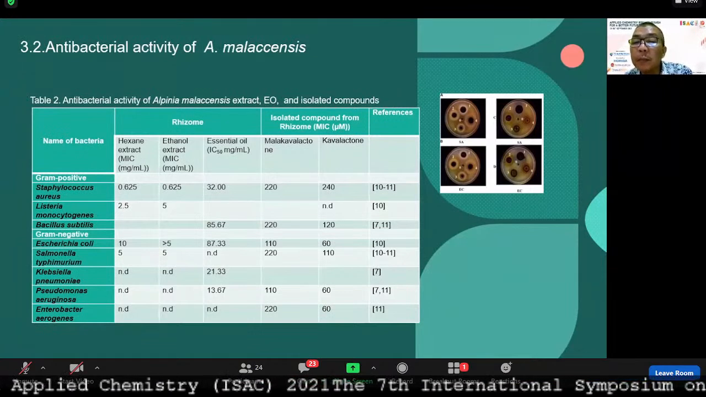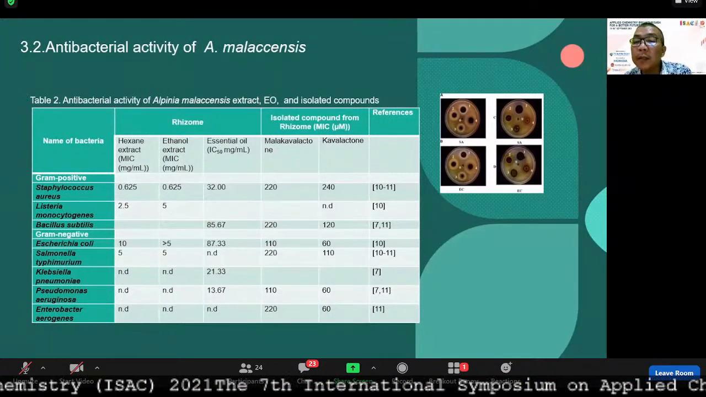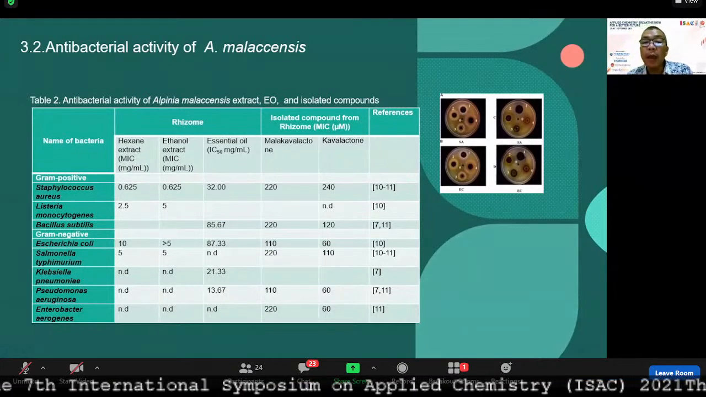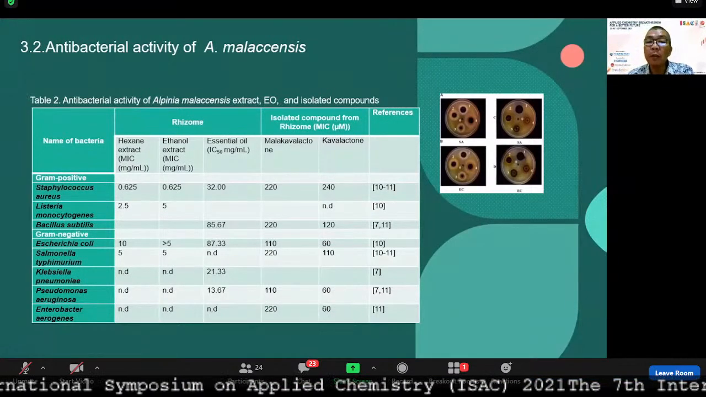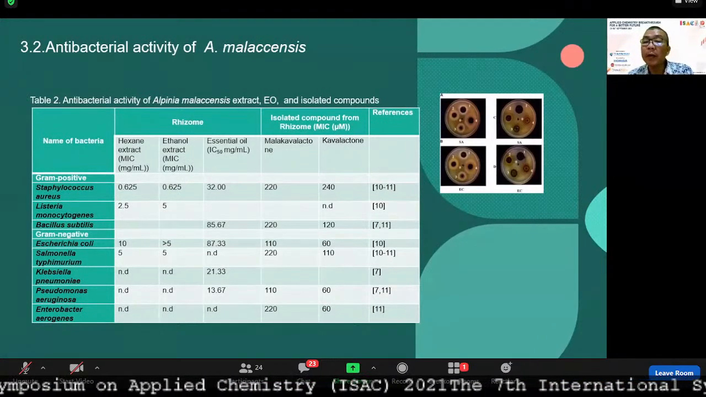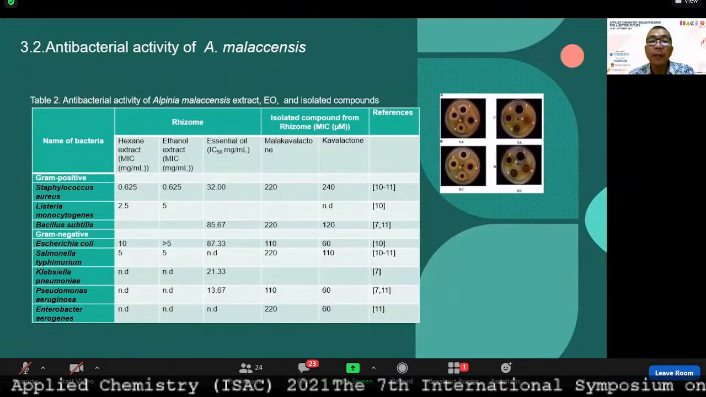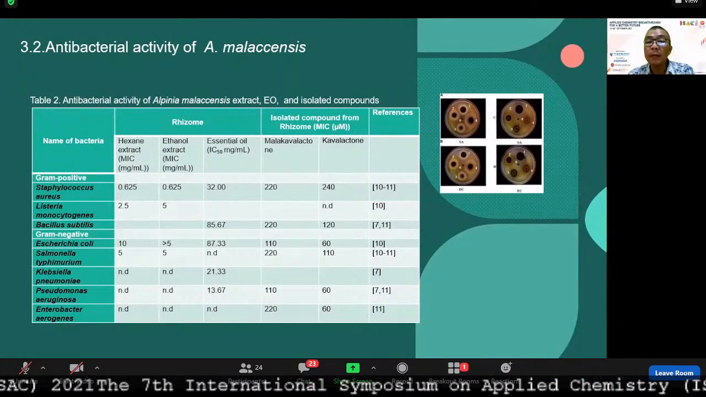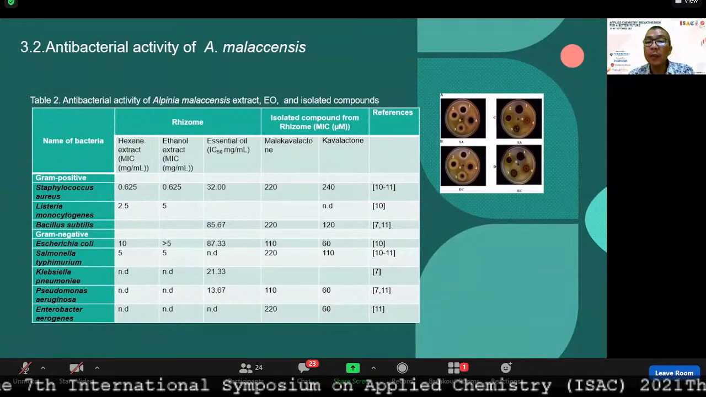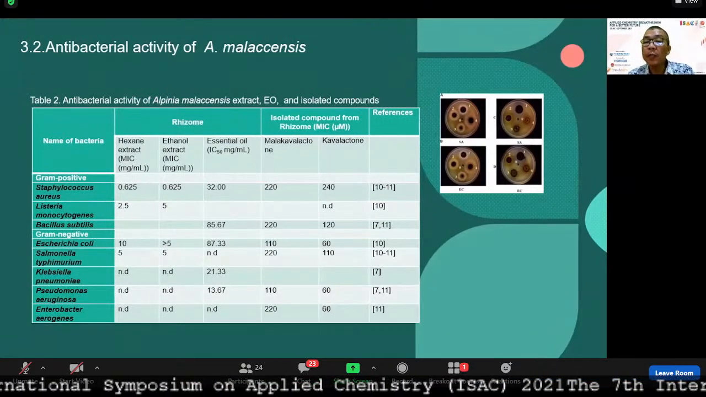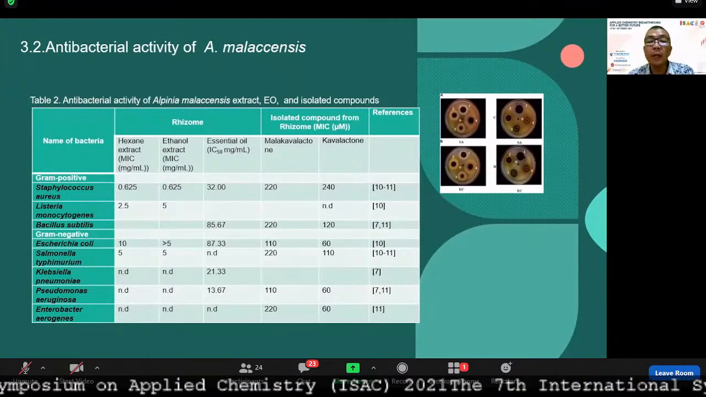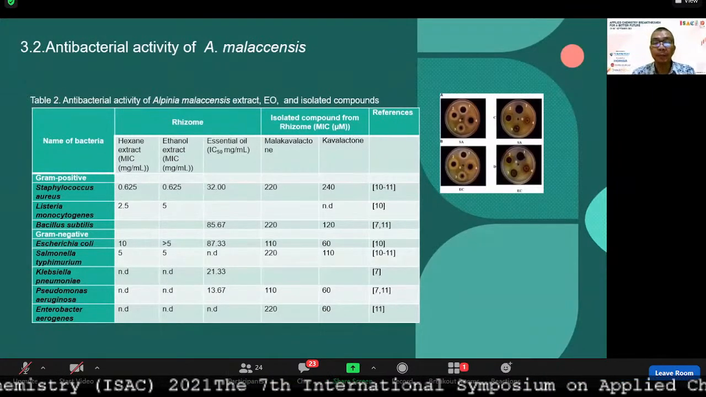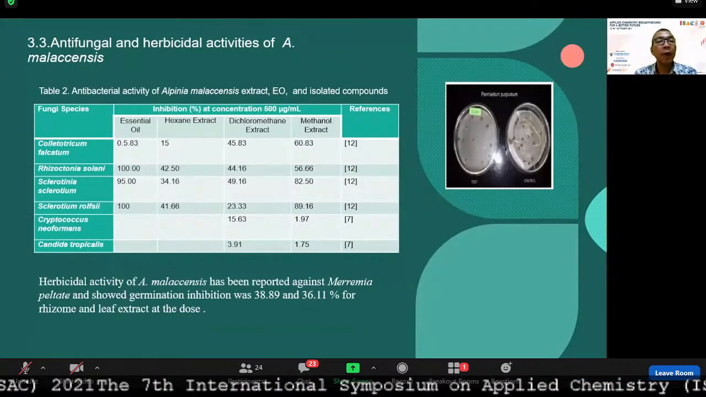Essential oil of A. malaccensis showed inhibitory effect on the growth of both gram-positive and negative bacteria. Pseudomonas aeruginosa seems the most sensitive against essential oil of A. malaccensis, indicated by the smallest IC50 value, 13.667 milligram per milliliter. For isolated compounds, one showed a higher inhibitory effect against some bacteria than the other. Antifungal and herbicidal activities of A. malaccensis.